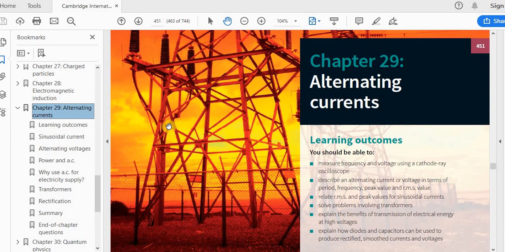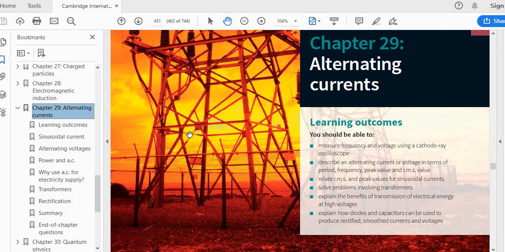Okay, let's go to the beginning of the chapter. I think we discussed a lot about the rectifier. Okay, so here this is what we were going through. Solve problems involving transformers. Explain the benefits of transmission of electrical energy at high voltages. Explain how diodes and capacitors can be used to produce rectified smooth currents and voltages.